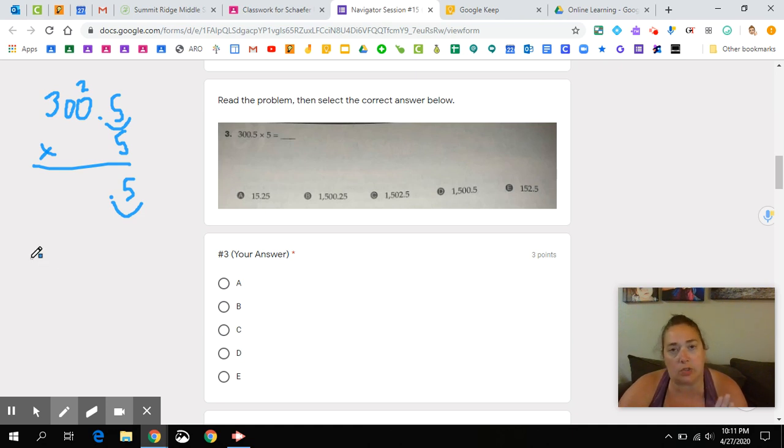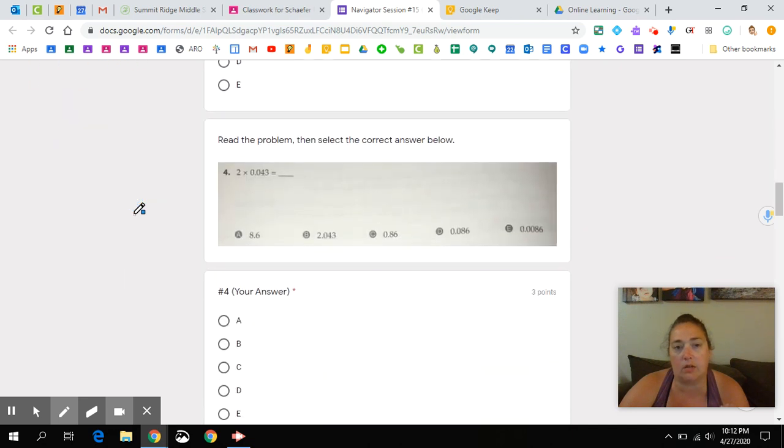So do your multiplication, treat it like whole numbers, then count up how many numbers are behind the decimal and jump that back in my answer. Same thing on number 4.